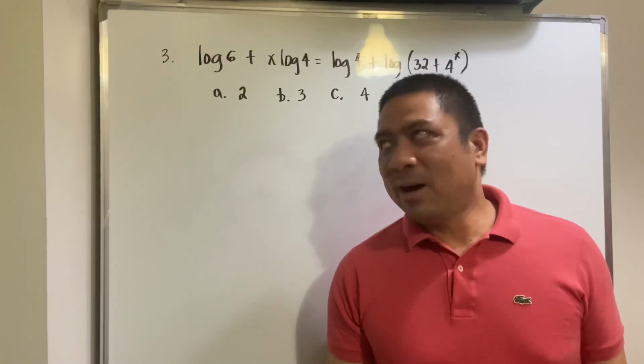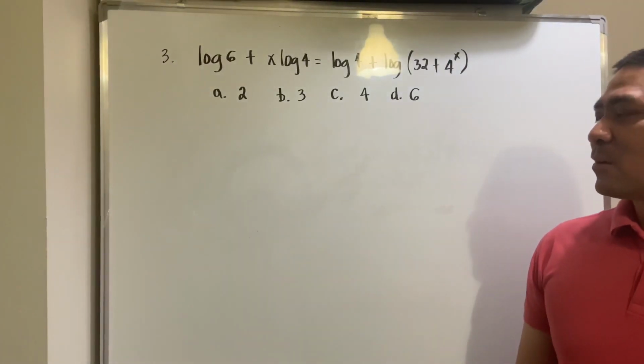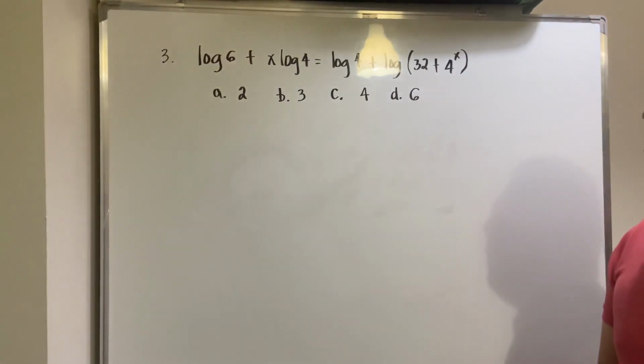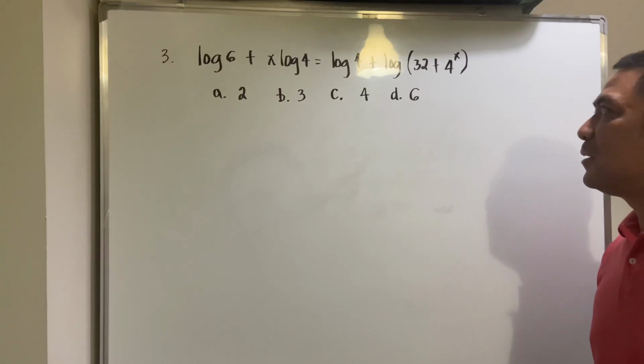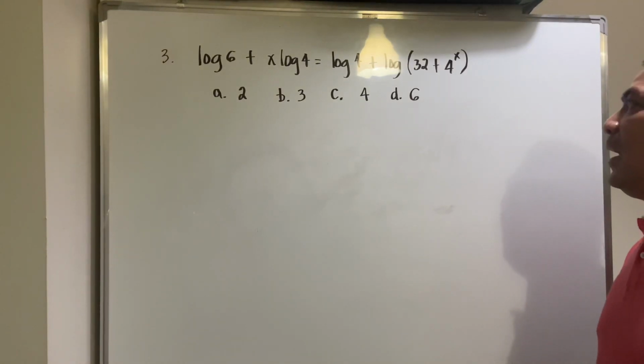So let's have our third and last problem. Our last problem involves common logarithms. It says log of 6 plus x log of 4 is equal to log of 4 plus log the quantity 32 plus 4 raised to x.